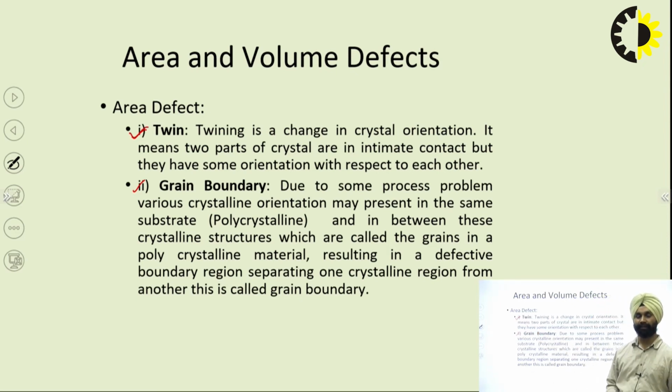Another possibility is the grain boundary. This is due to some processing which is giving some stress to the crystalline structure. So the crystalline structure may vary across the whole structure. This variation is known as the grain boundary.